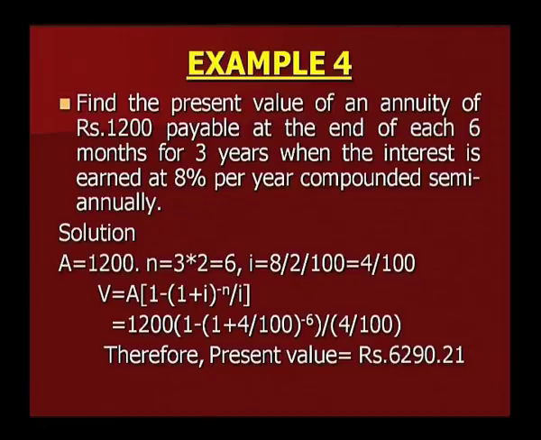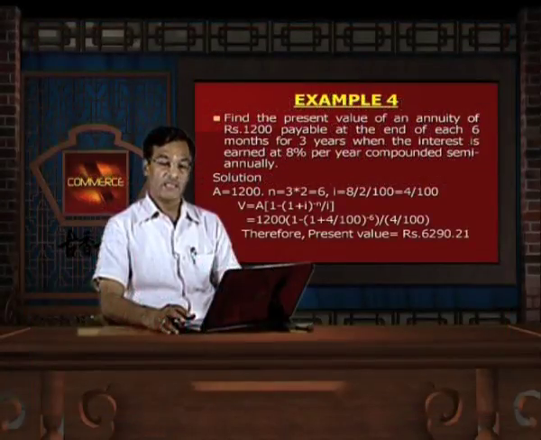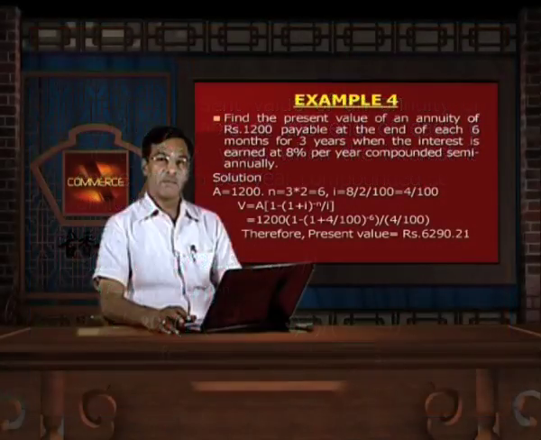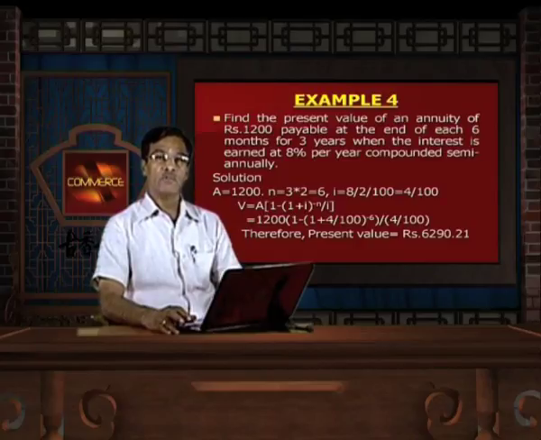6290.21. Here in this problem, we have calculated the present value by doubling the time period, because the rate of interest is compounded semi-yearly and we have half the rate of interest. 8% is given, so we have taken 4 upon 100 as i. From this example, I tried to explain to you the calculation of present value of annuity using compound interest annually and half yearly.